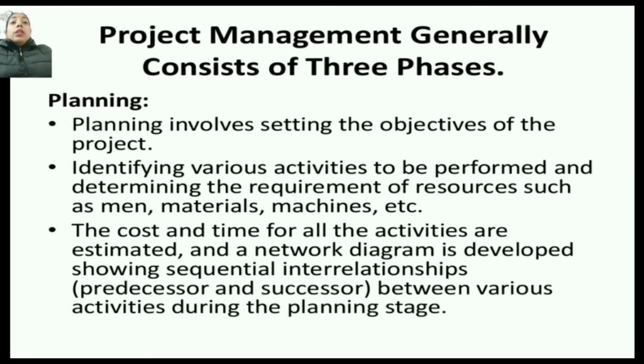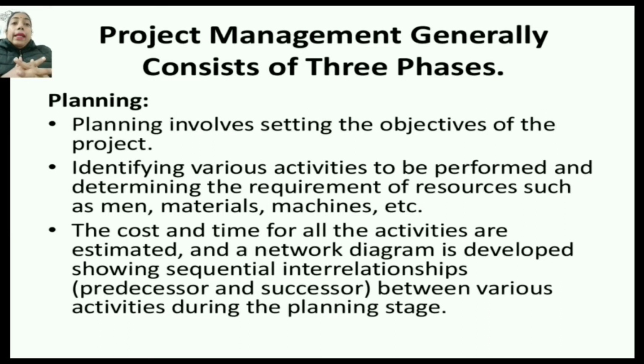Now, what does the management process consist of? The management process consists of 3 phases: planning, scheduling and controlling. Let's start with planning. Planning involves setting the objectives of the project, identifying various activities that are to be performed and determining the requirements of resources such as man, material, machine, money, etc.